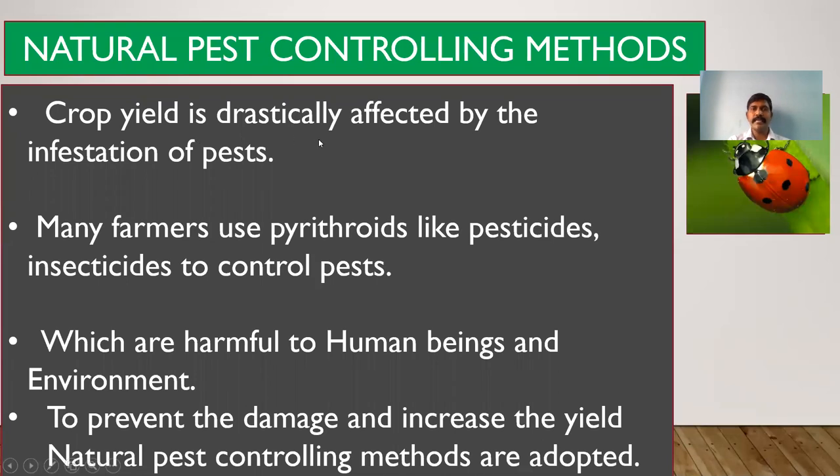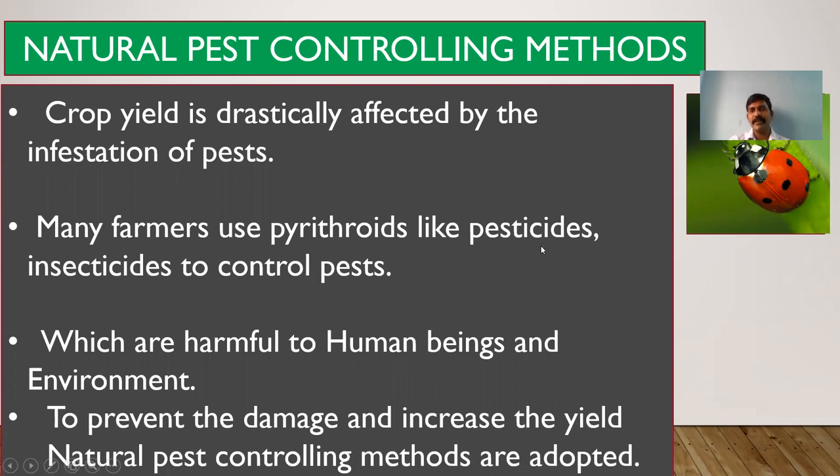Crop yield is drastically affected by the infestation of pests. Pests decrease our yield. Many farmers use pyrethroids like pesticides and insecticides to control the pests. When our crop is infected, most of the time we think about how to control the pests in our fields. One of the simple techniques we know up to now is pesticides. We are using pesticides to control the pests.